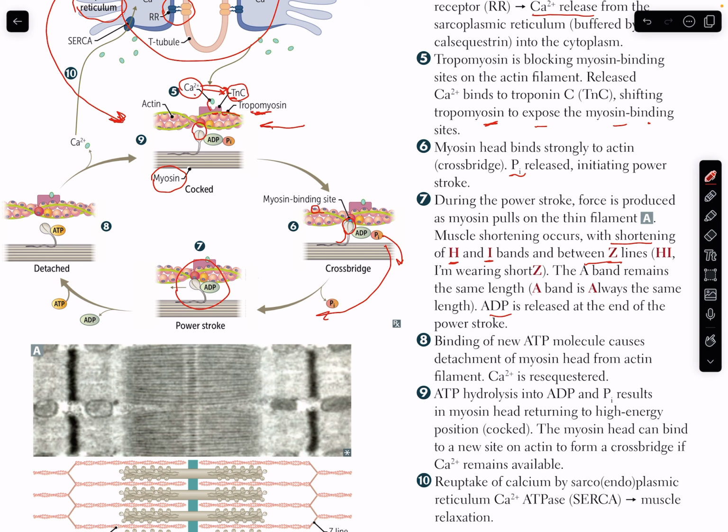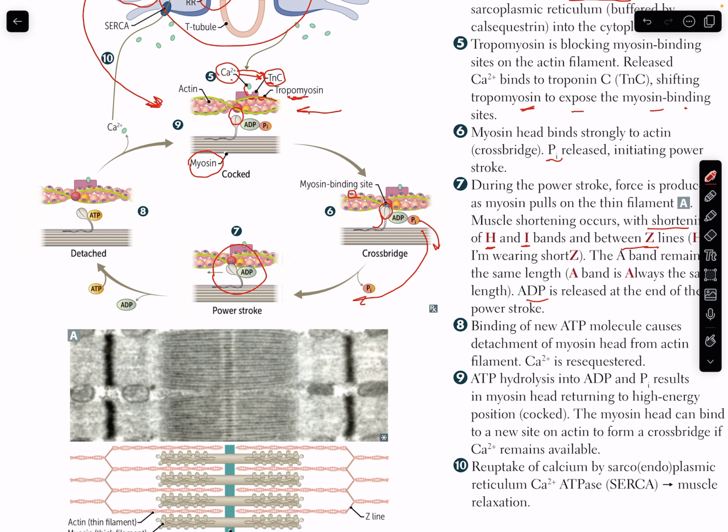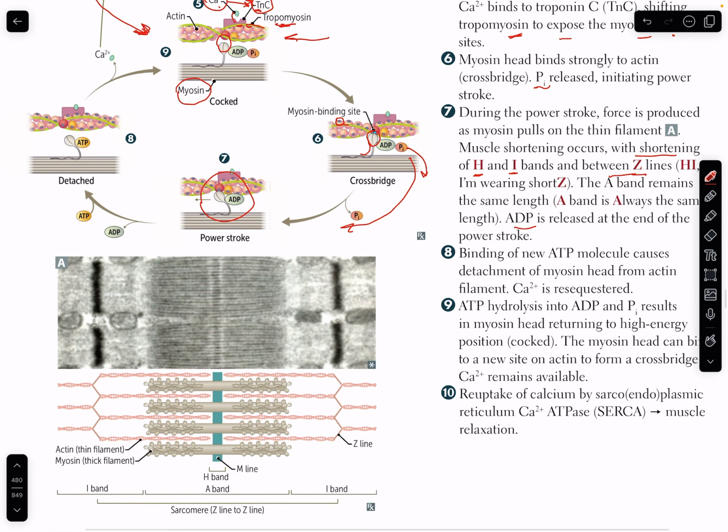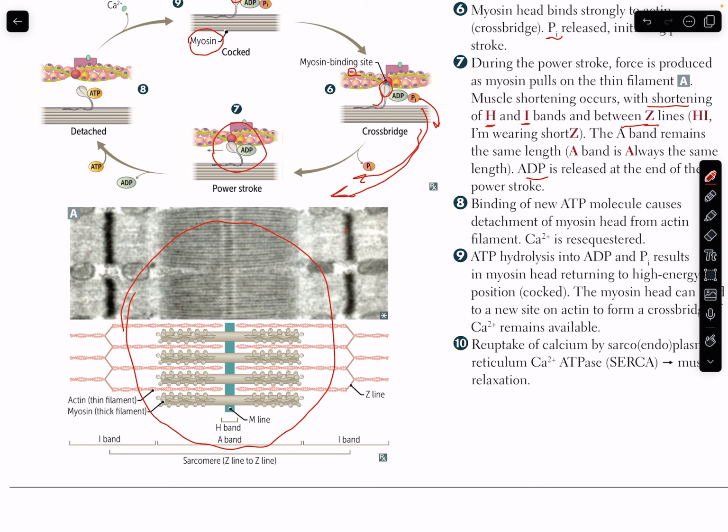ADP is released at the end of the power stroke. So yeah, when the power stroke began and the myosin pulled in the actin filaments, the changes that are seen on the sarcomere are these: this is the Z line, and these are the thick filaments of the myosin, and these are the thin filaments of the actin.